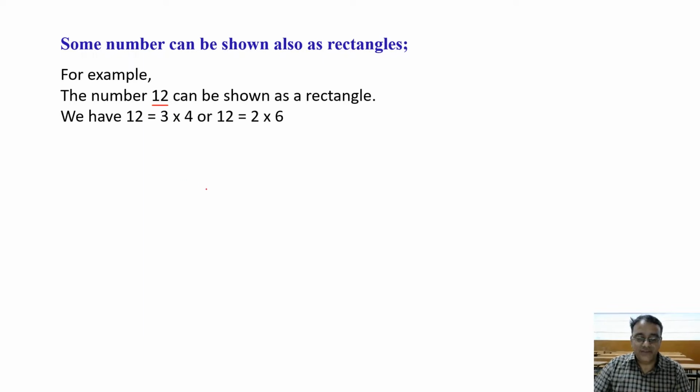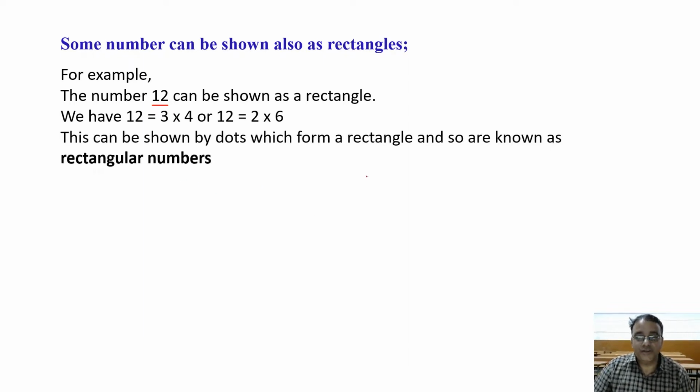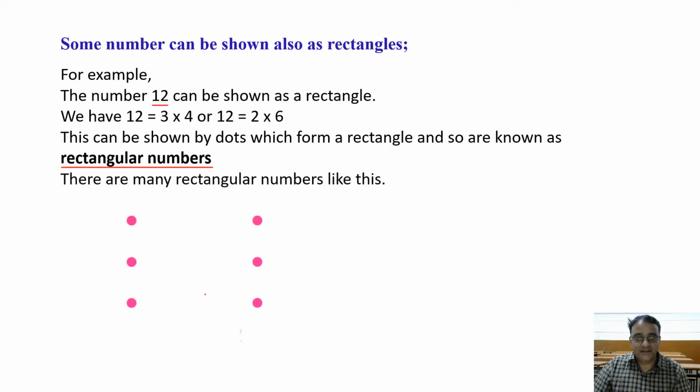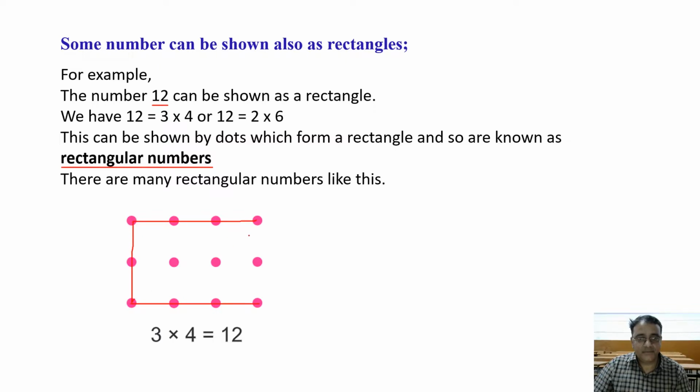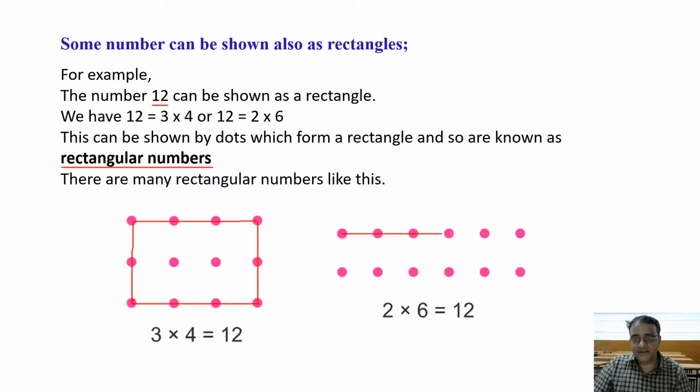Okay. So this can be shown by dots which form a rectangle, and so are known as rectangular numbers. See, this is 3 into 4. We can show this as a rectangle by joining this one. 3 into 4. Next one is 2 into 6. 2 rows, 6 columns, and 6 into 2 भी लिख सकते हैं इसको.